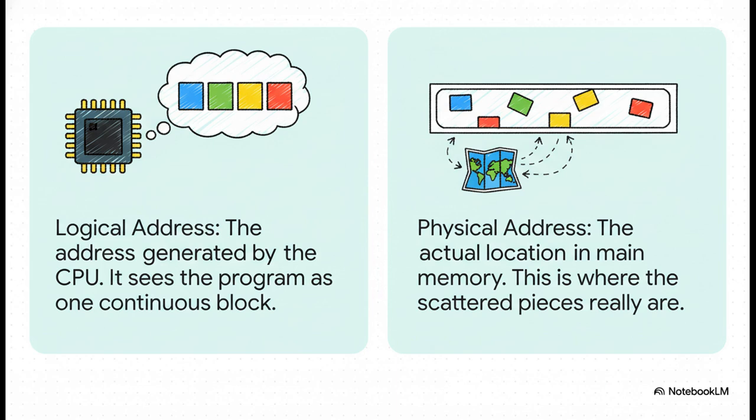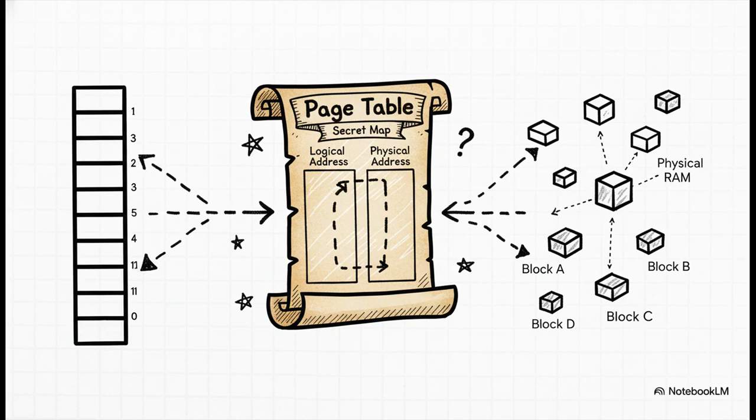But on the right, you have the physical address. This is the messy reality of where things actually are in RAM. That byte number 3 the CPU wanted? In reality, it might be way over at location number 9. So, how do we bridge that gap between the fantasy and the reality?